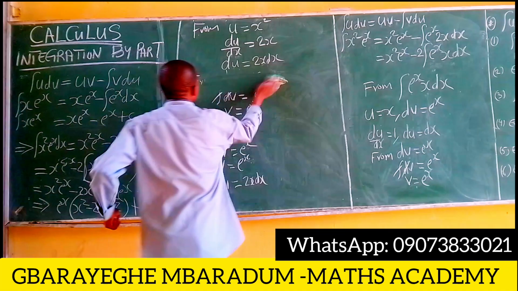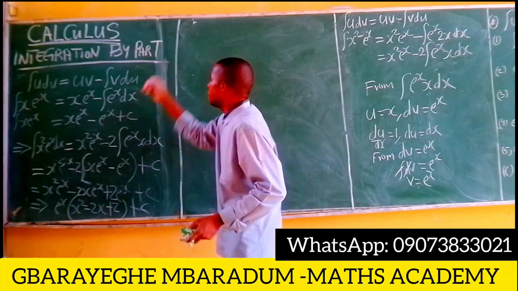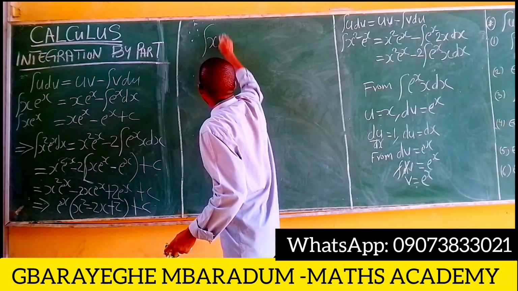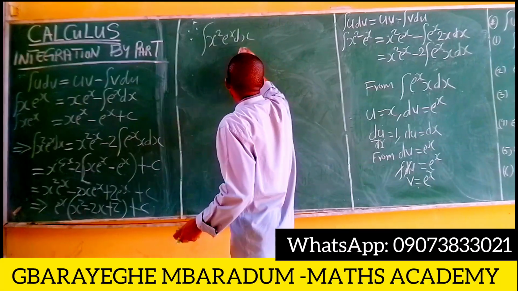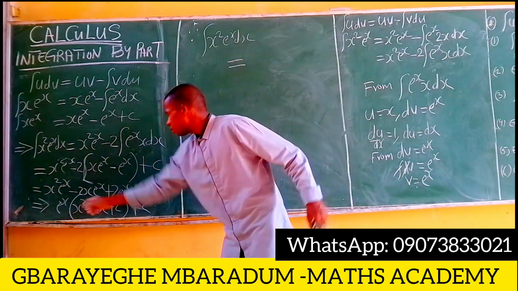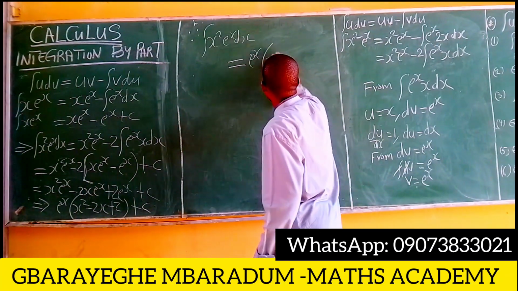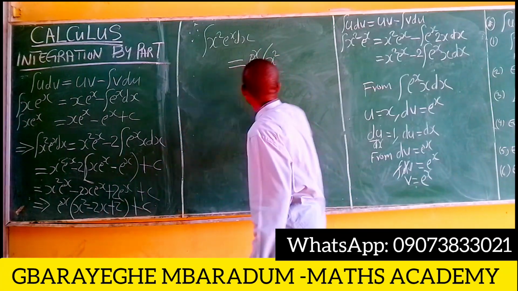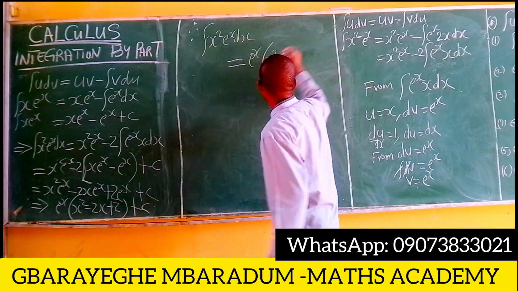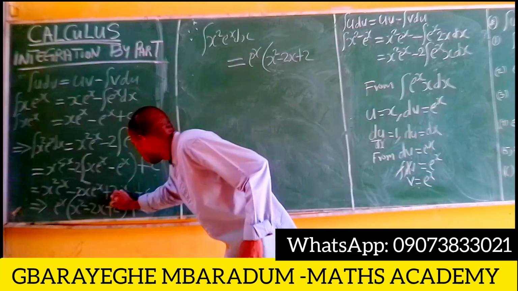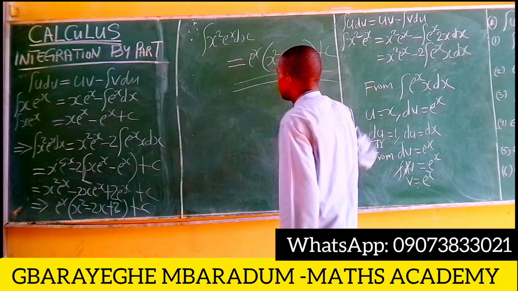So therefore, the integral of x squared exponential x dx equals exponential x, bracket, x squared minus 2x plus 2, plus our constant of integration. And this is the final answer.